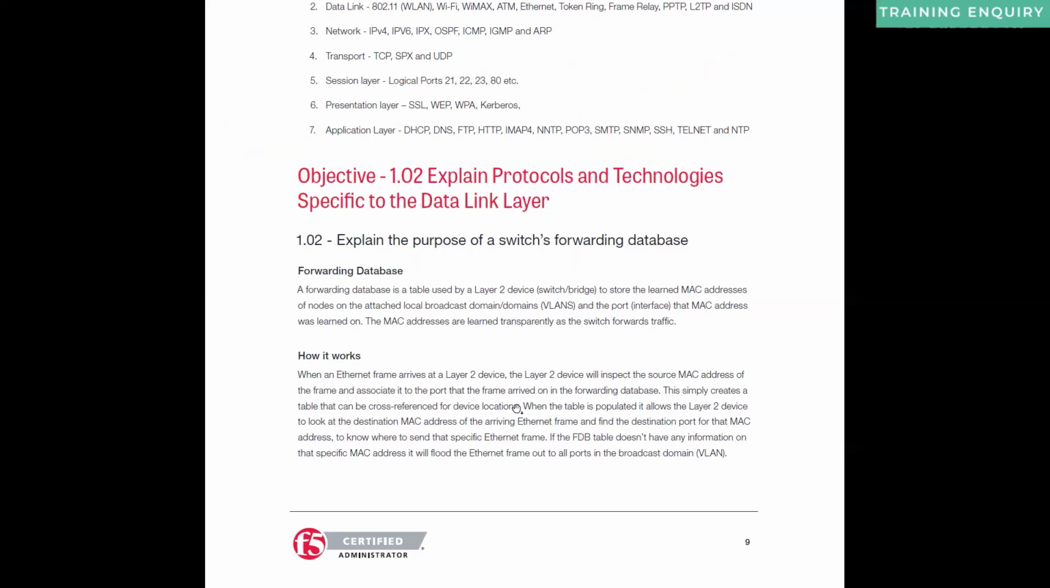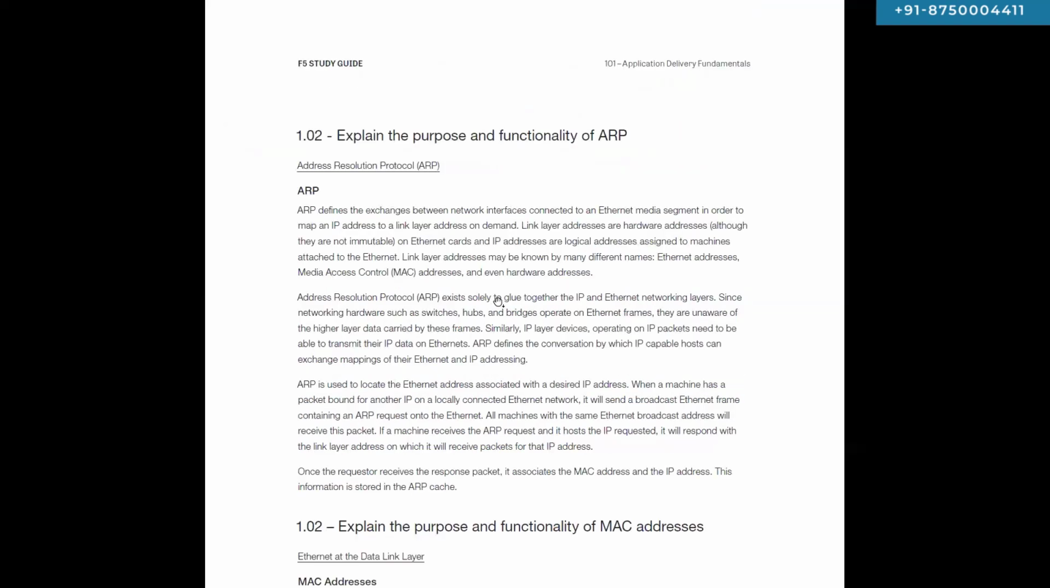So your Ethernet MAC address will be used for data forwarding at layer 2, at the data link layer. So having knowledge around MAC addresses is very important. And the ARP protocol is also a layer 2 protocol.